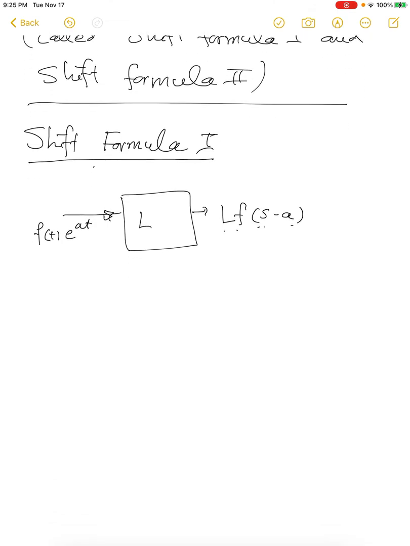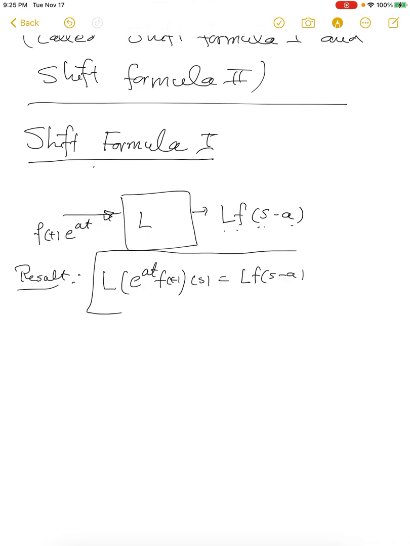So in other words, the result is: the Laplace transform of e to the at times f(t), at s, is the Laplace transform of f at s minus a. This is easy to prove, and this formula will give us a very good tool for finding many more complicated inverse transforms of complicated functions.